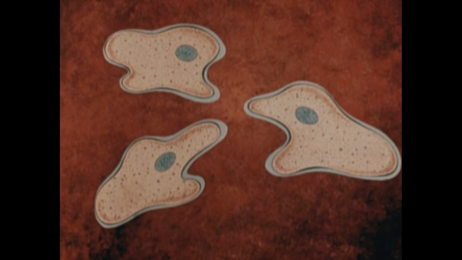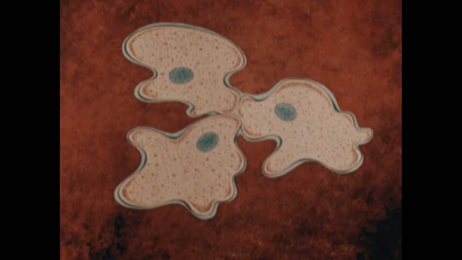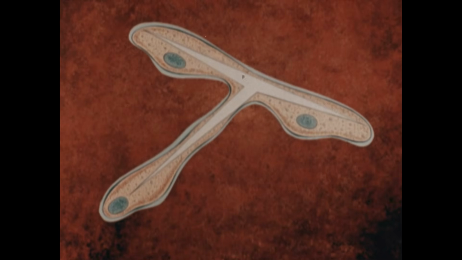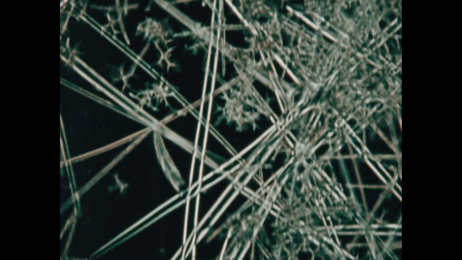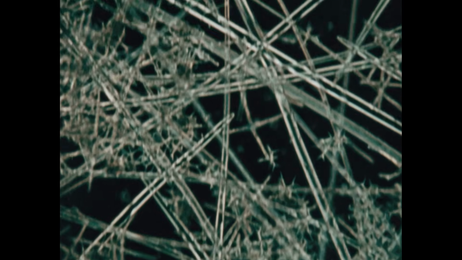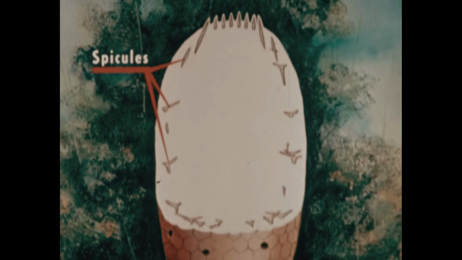Another job of the mesenchyme cells is to secrete needles of calcium carbonate, called spicules. When magnified, spicules look like a thicket of interlocking spikes. In the body wall of the sponge, the spicules act as a kind of skeleton, a rigid framework that gives the body shape.